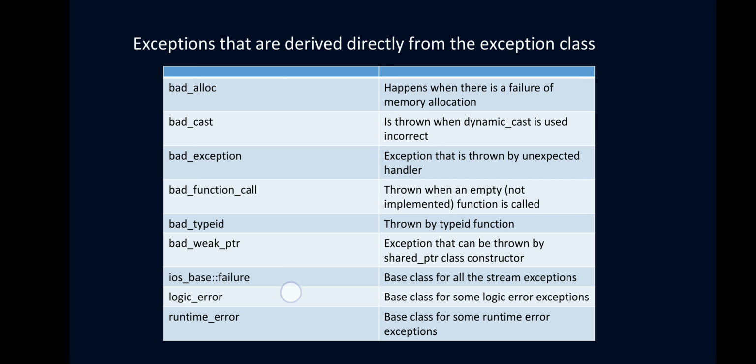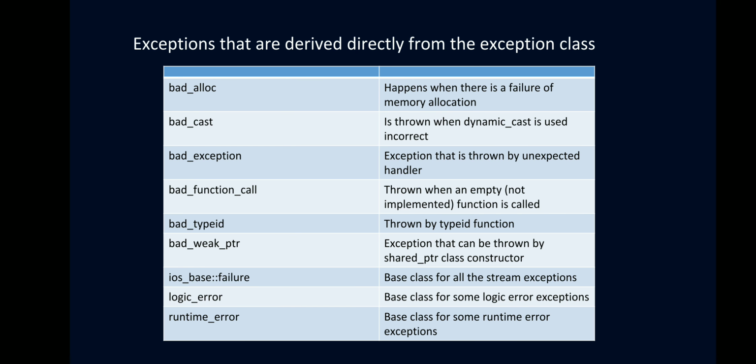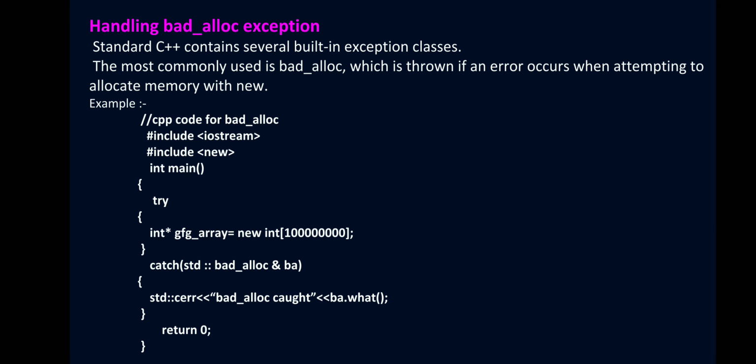Likewise, runtime errors, logic errors, bad function call, bad exception, like these all are standard exception classes, which are derived directly from the exception class. These classes are directly derived from the exception class. Now we'll see how to handle this bad alloc exception.